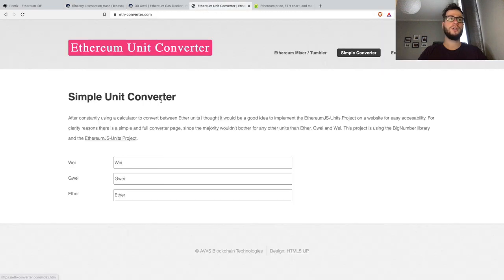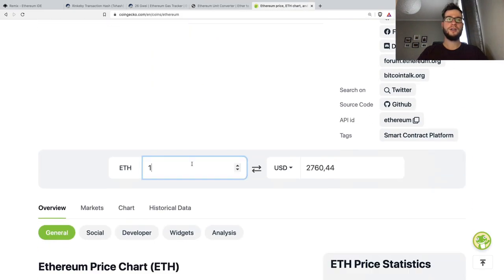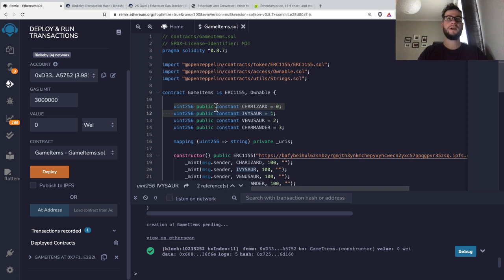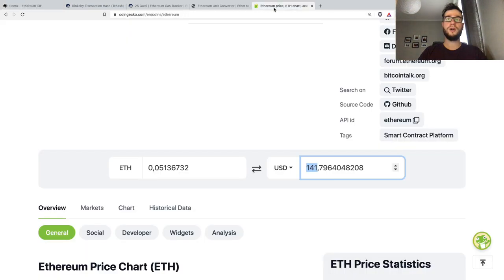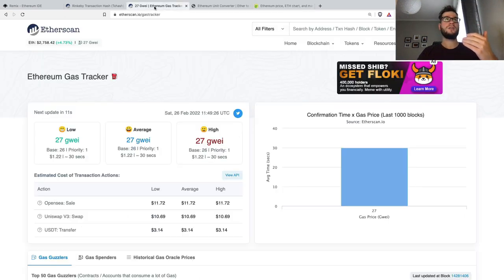This value you can copy to some Ethereum unit converter, and you can see that this Gwei value is 0.0513 Ether, and we can just copy it to any calculator and get the information of how much it would be in US dollars. So you can see that the deployment of this customized ERC-1155 smart contract would be approximately $141.